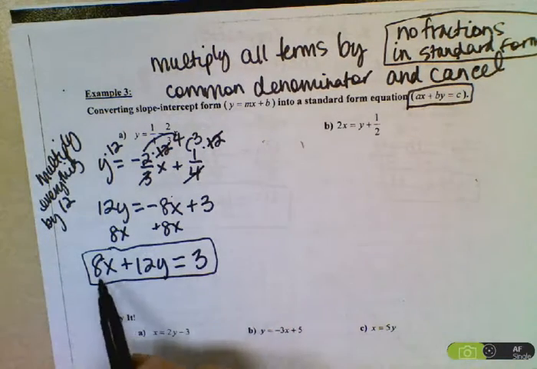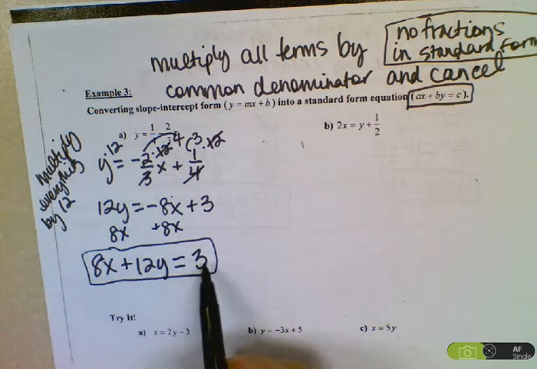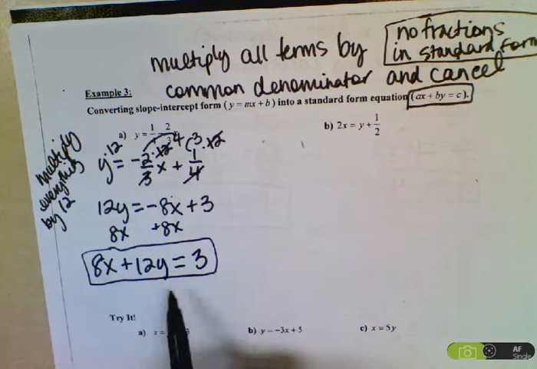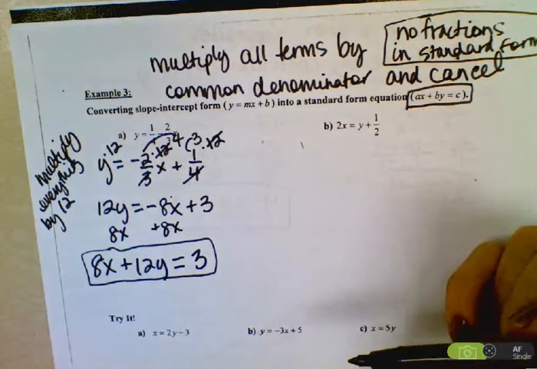Okay, so remember, x terms first, y terms second. Adding those together equals the constant, the number standing alone, and no fractions. Okay, try to do b on your own, and we'll see how you do.